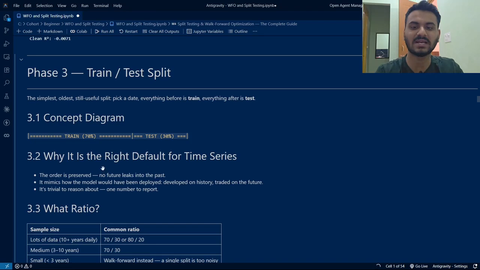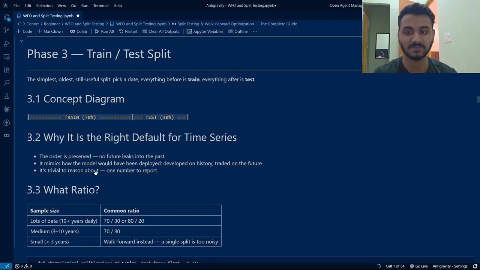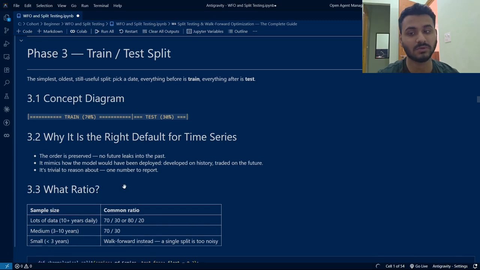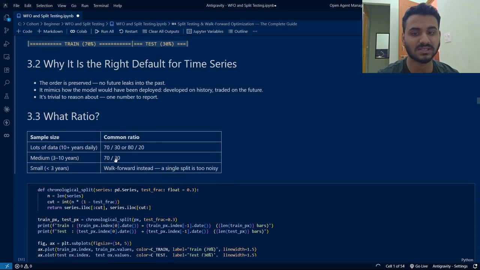Now, why is it the default for time series? Order is preserved. It mimics how the model would have actually been developed in history, not trading on the future. It's trivial to reason about, one number to report. Common ratios are 70-30, 80-20, 60-40, 50-50. Right? With small data, use walk forward instead, because a single split is too noisy for that.